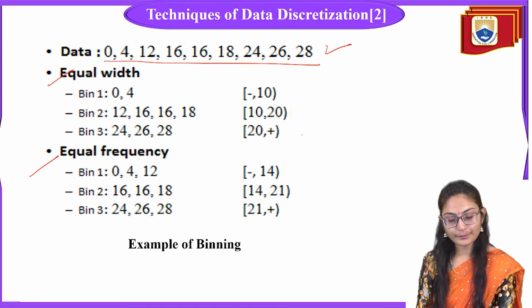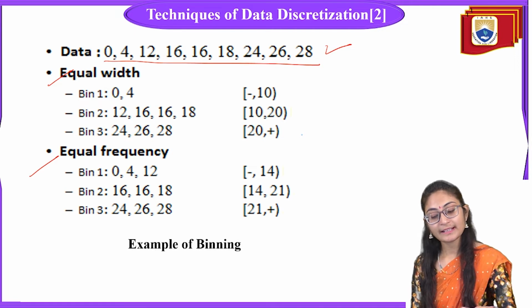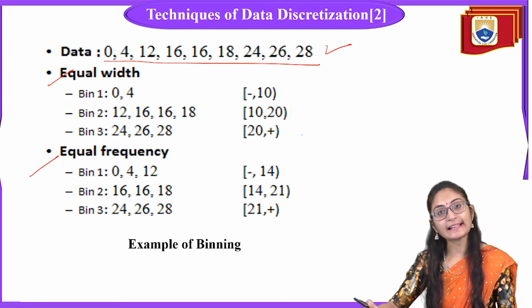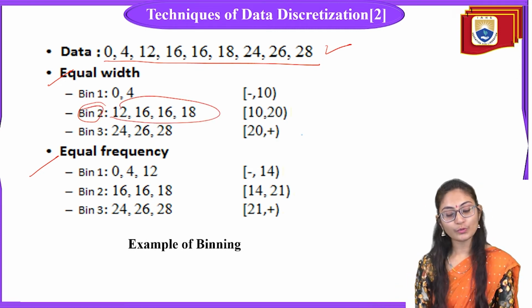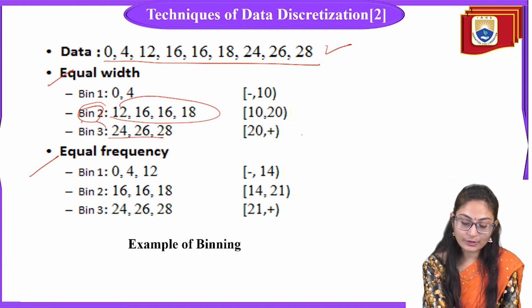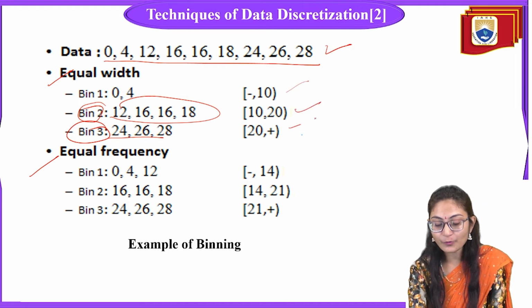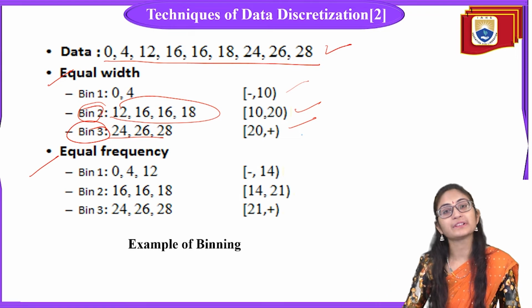Bin 1, 0 to 4, that means less than 10. Second bin, 10 to 20: 12, 16, 16, 18. This data will be stored in bin 2. Then 24, 26, 28. This data will be stored in bin 3. That means I divided this data in the form of less than 10, 10 to 20, and 20 plus.